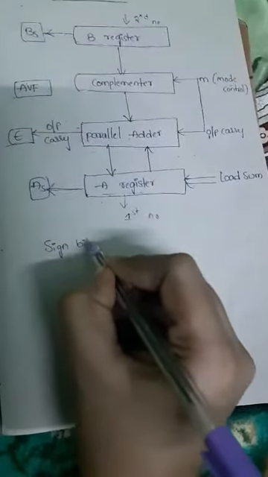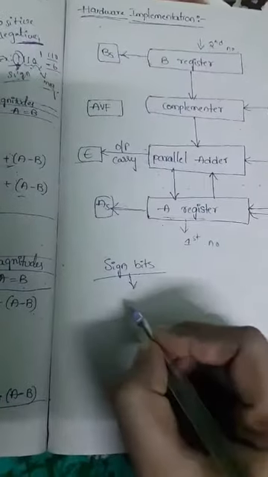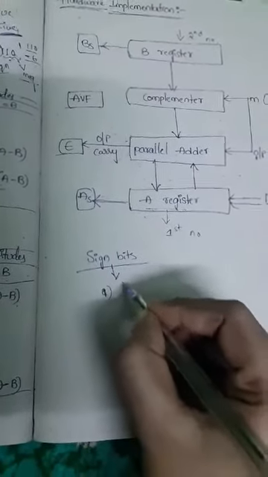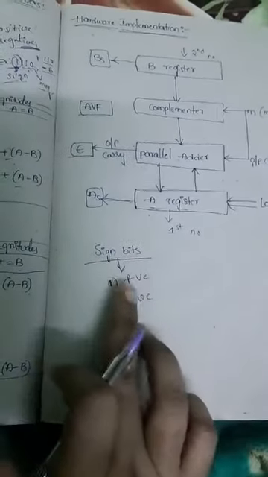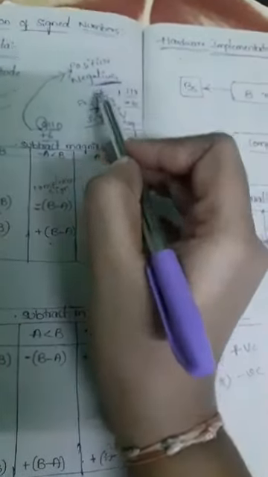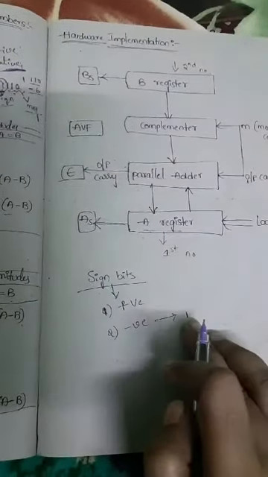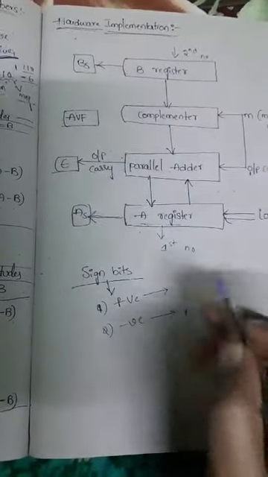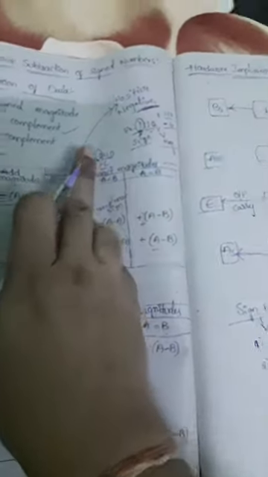So what are the sign bits we have? Sign bits are generally of two types: one is positive and the other is negative. So we have two sign bits, one is the positive sign bit and the other is the negative sign bit. The negative sign bit we represent by 1, and the positive sign bit we represent in binary as 0. I already explained this in the previous lecture, so you can verify that concept.